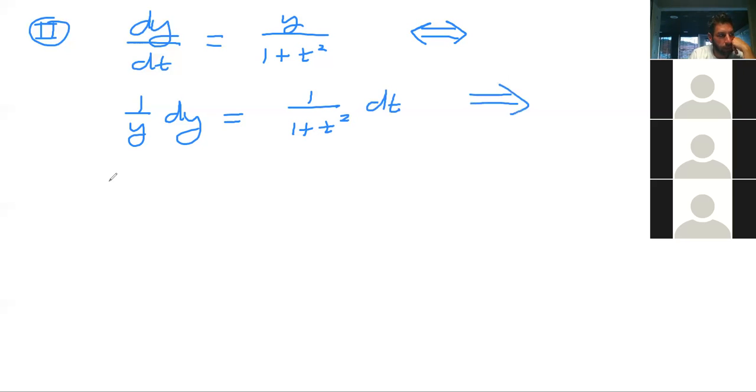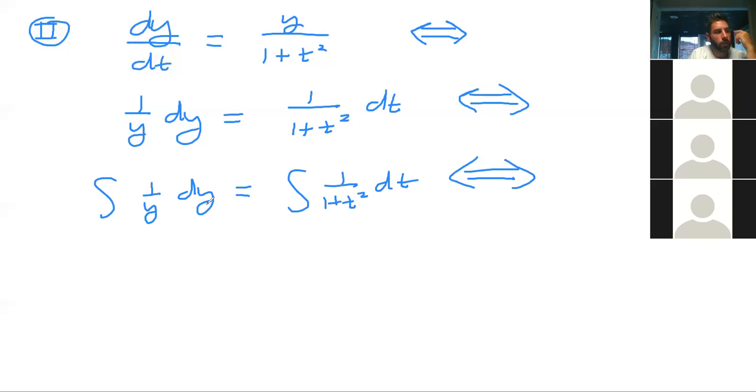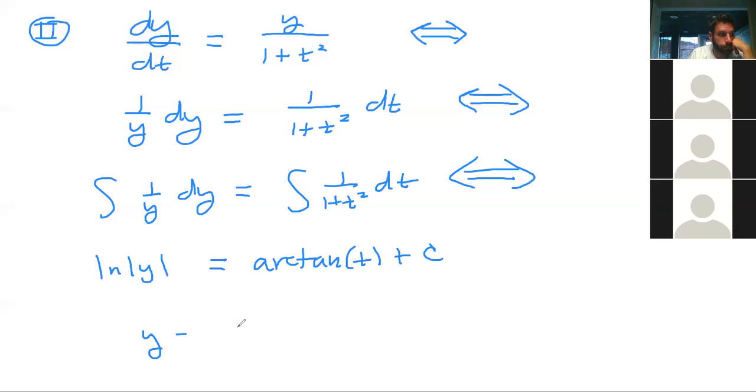Now I'm going to integrate. And so on the left-hand side, I'm left with log of y. On the right-hand side, this becomes the arctan of t. And then I have my arbitrary constant. And so now, how do I solve this for y? I have to take e to both sides. And so you're left with y equals e to the arctan of t plus c.